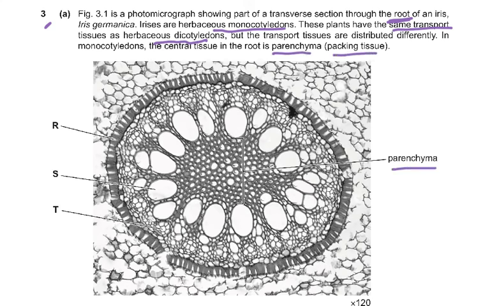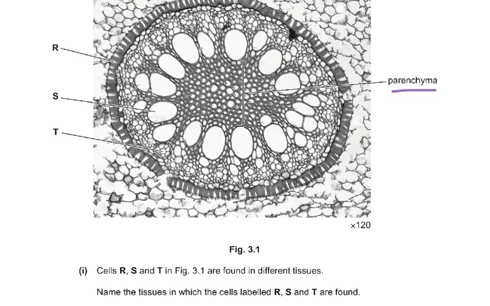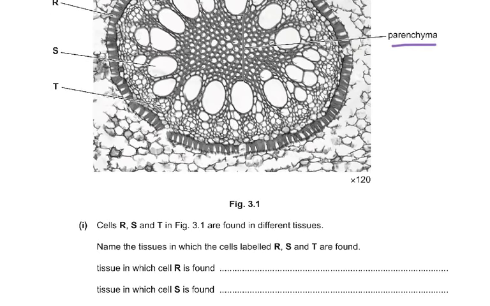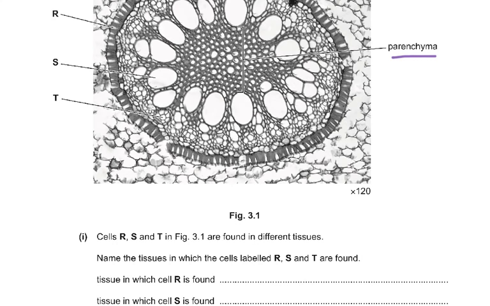They've shown you a root, and they've shown you something like R, S, and T. Now, cells R, S, and T are found in different tissues. Name the tissues in which the cells labeled R, S, and T are found. Now, R is the endodermis, S is the xylem, and T is the phloem. You know, these large vessels are always the xylem. These huge things like this are always the xylem. Remember that. So R is the endodermis, which is this part. And then S is the xylem. And then T is the phloem. So that was not very difficult.